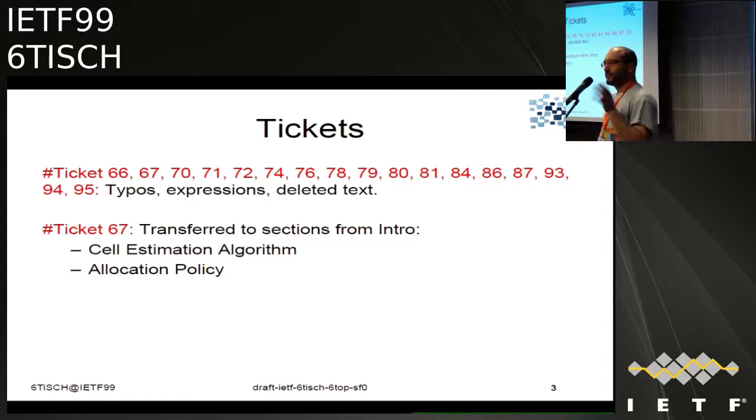So I just focus on the specific tickets about the concepts and mechanisms that were defined in the SF0, and some big movements of text between sections. The first ticket was 67, which transferred a couple of sections, the estimation algorithm and allocation policy, which were concentrated mainly in the introduction, to their specific sections, explaining a little bit what the original ideas were.